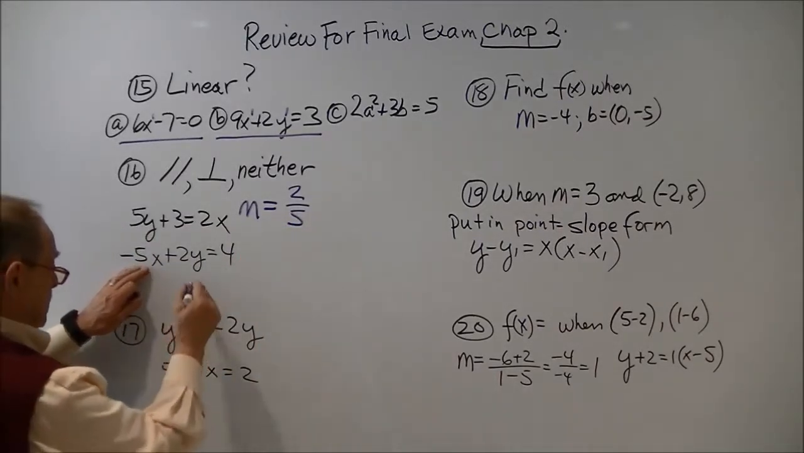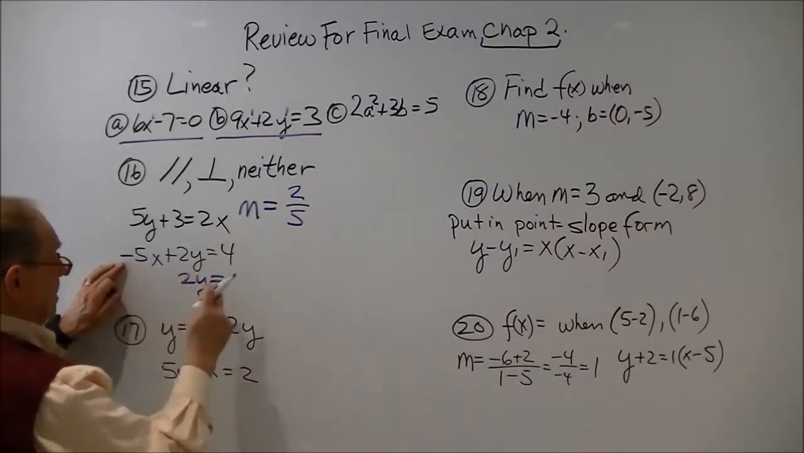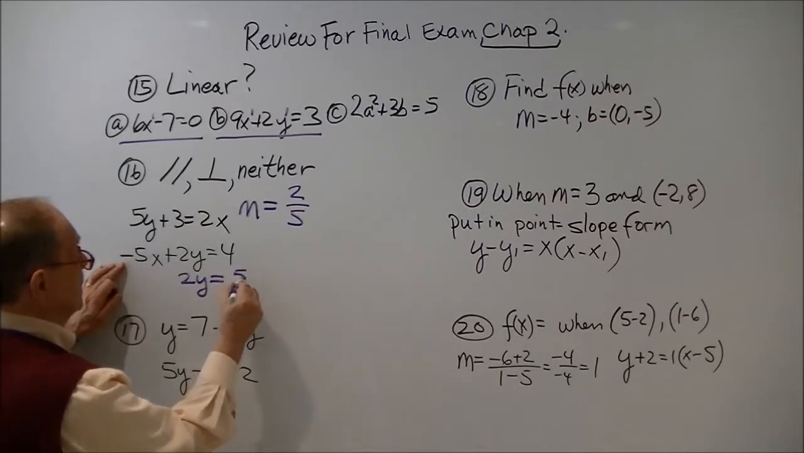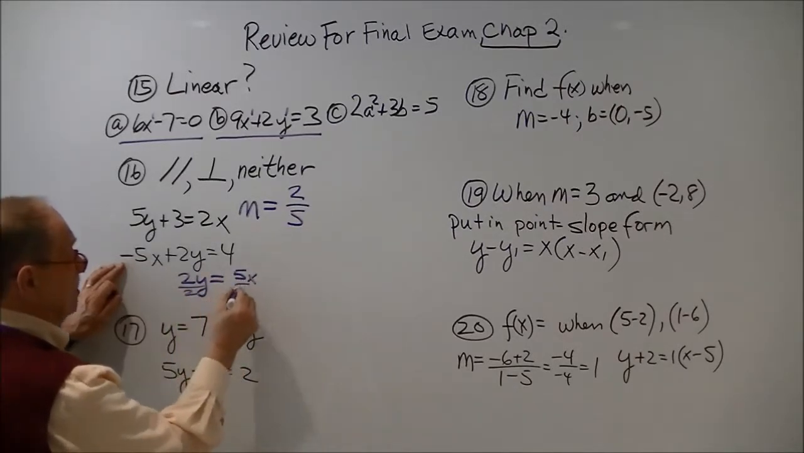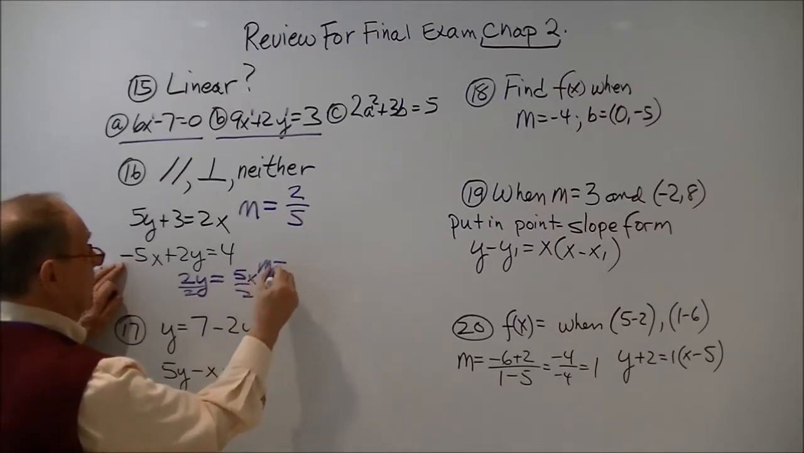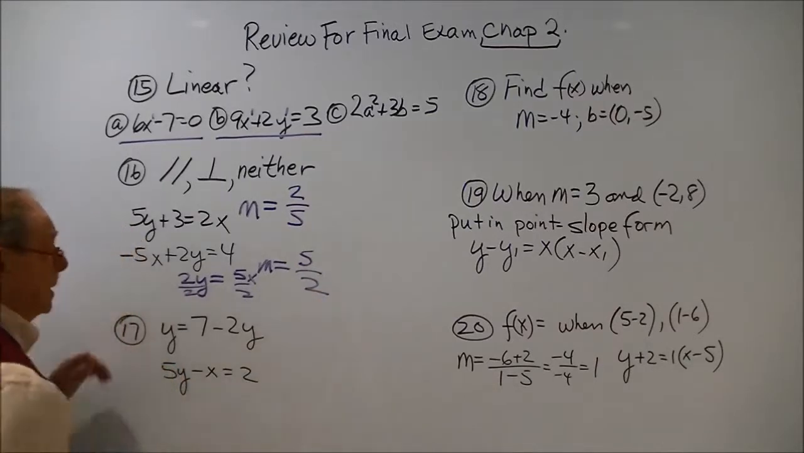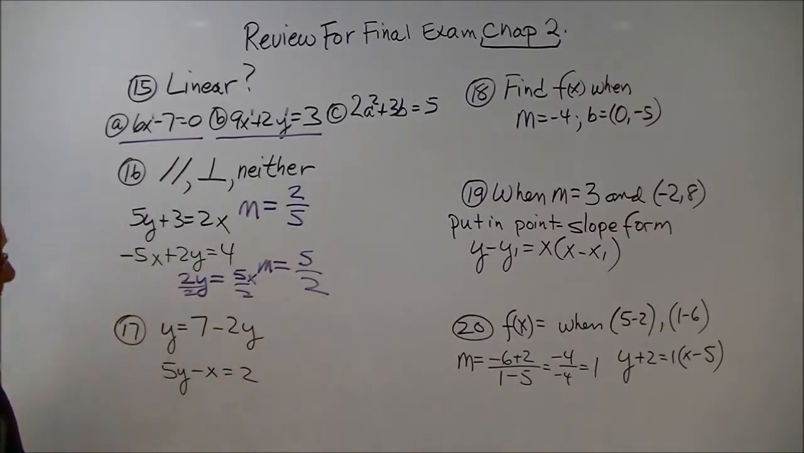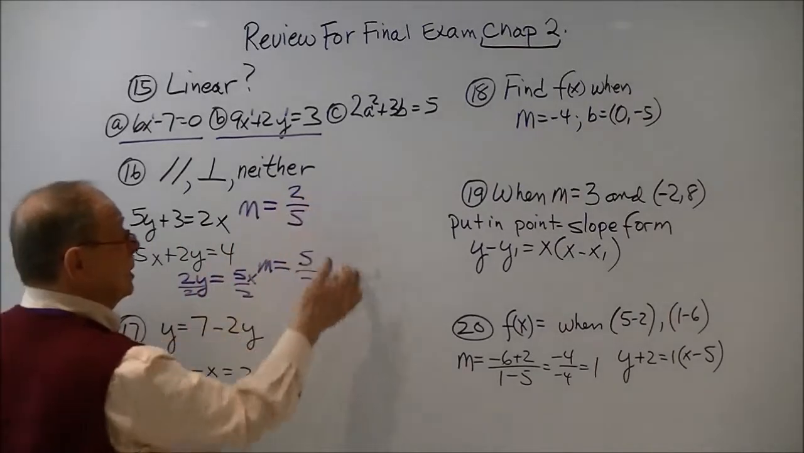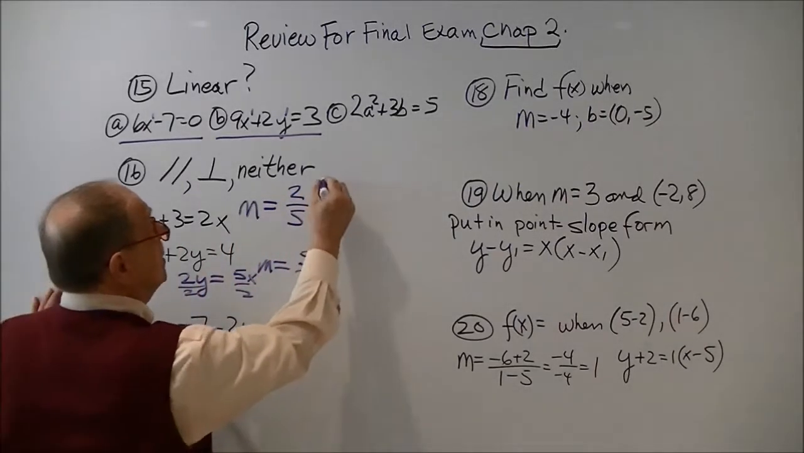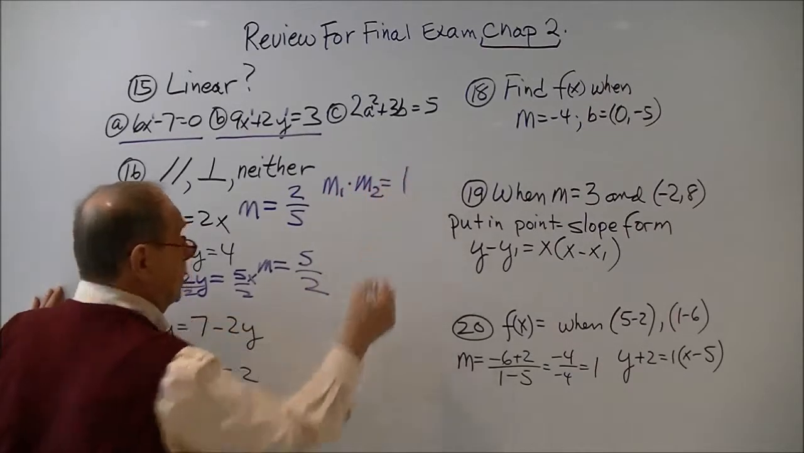Now here, this is going to be 2y. This becomes a positive 5x on the other side. So when I divide by 2, I get this slope is 5/2. So now I compare my slopes. And some of you will note that they are reciprocals. And if we multiplied m sub 1 times m sub 2, we get a 1.